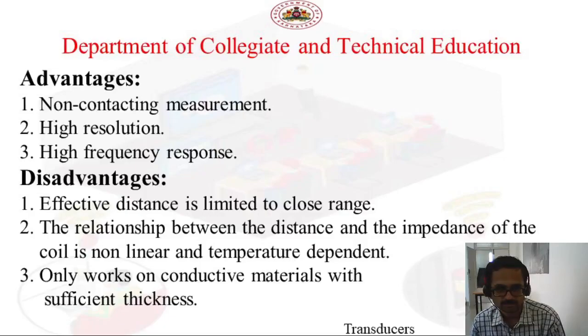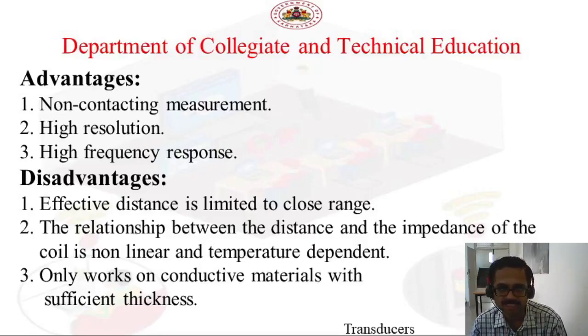Disadvantages: effective distance is limited to close range. Of course, the eddy current proximity sensor range is very small, but within that range it is very accurate. The relationship between the distance and the impedance of the coil is non-linear and temperature dependent. So if you are measuring impedance or the magnetic field, the relationship between that and distance is not linear, so you have to take that into consideration while measuring, and it is also temperature dependent. When the temperature changes, the impedance changes.